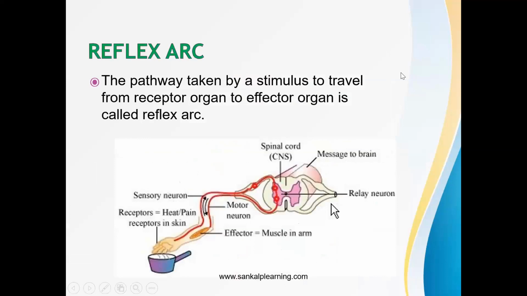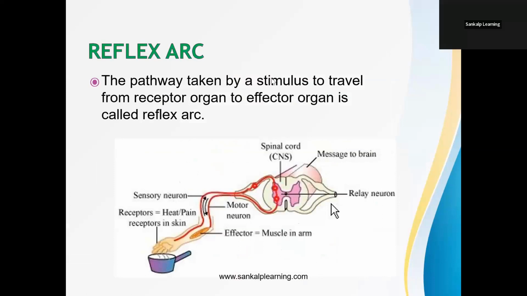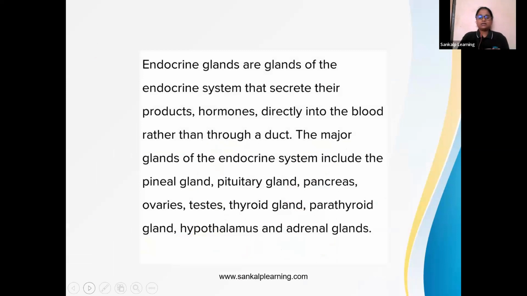Yeah. So today we are going to discuss the concept of endocrine glands. Endocrine. As the term suggests, endocrine glands means endo means within. Okay, so what will these glands do? The glands of the endocrine system secrete their products, hormones, directly into the blood rather than through a duct.